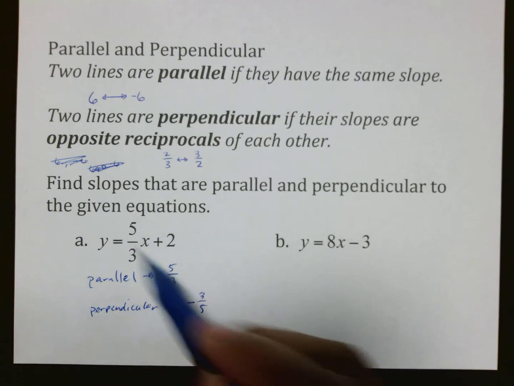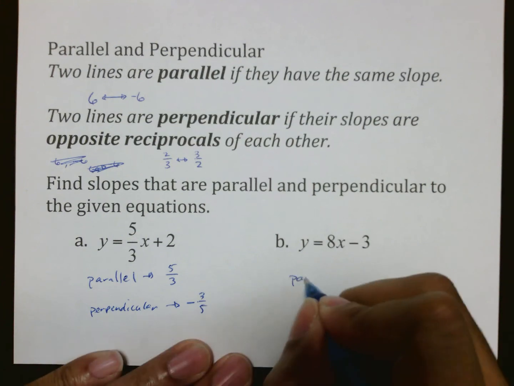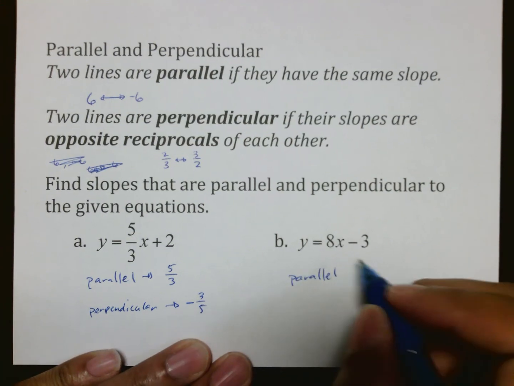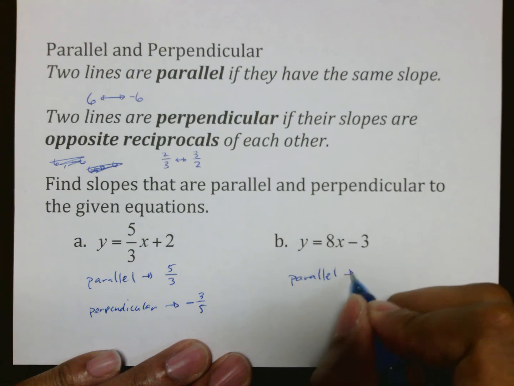That would be parallel because you use it. Flip it over and switch the sign, and that would be your perpendicular slope. Same thing over here. Your parallel slope, again, easy enough. This is already giving me a slope of 8, so parallel slope is going to be 8.